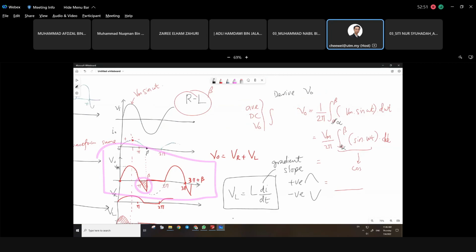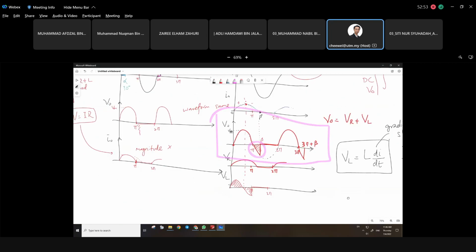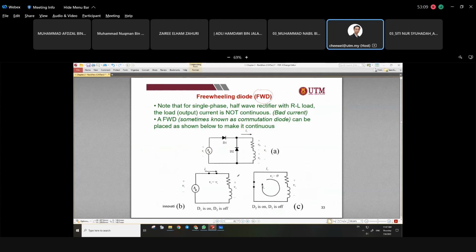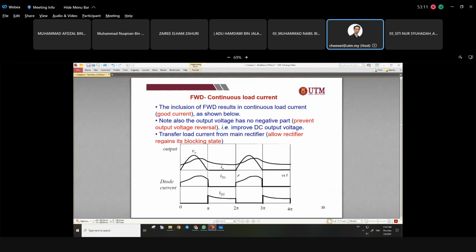Just now we said that from R to RL, the difference is from no negative portion to some negative portion with the pink color here. Now if I add in the freewheeling diode, what is the impact? Now, to cut it short, the impact is, can you see it?